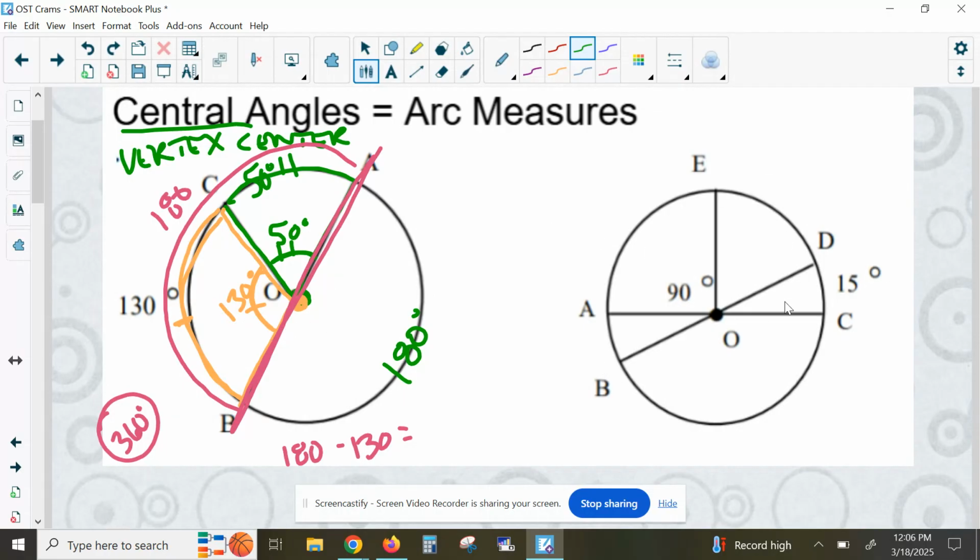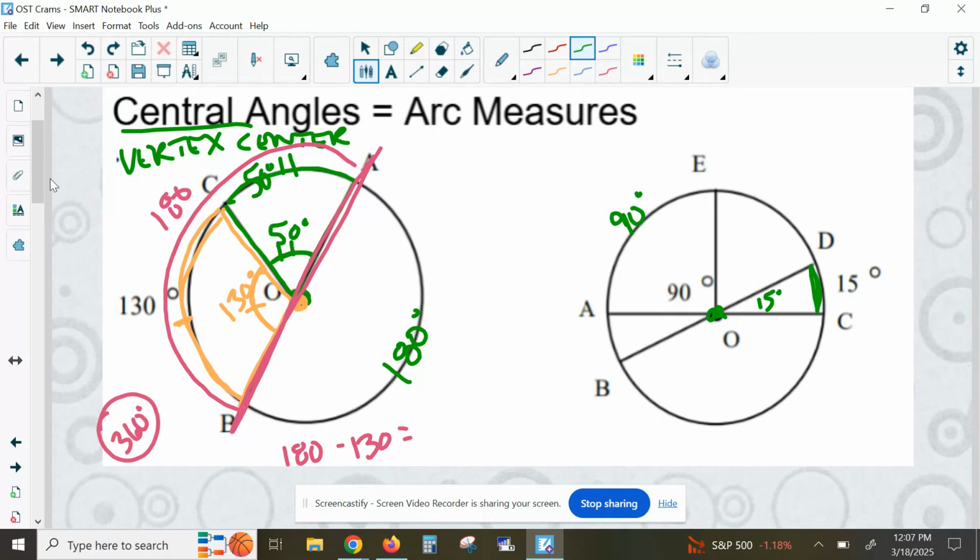Let's take a look at this picture over here. Now we have the same thing going on. Every single angle in this picture is central because the vertex is in the center. So if we talk about every single angle, this one, this one, this one, this one, and this one, they're all going to be central angles. That means the outside matches the inside. So if this arc out here is 15 degrees, then that means the angle in here is also 15 degrees. If we have this 90 here, that means that it's going to be 90 degrees out here also.